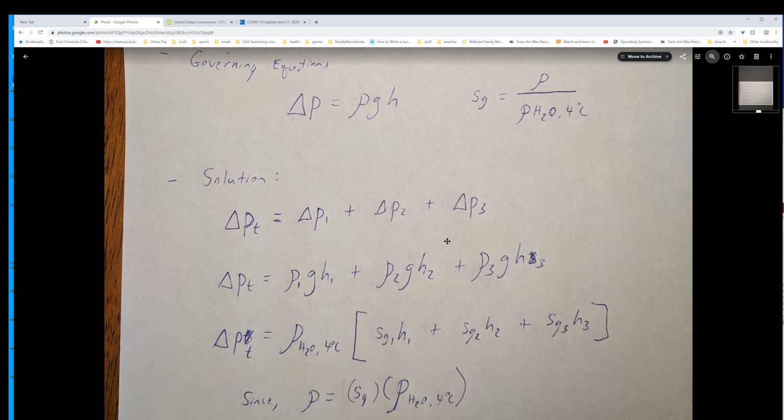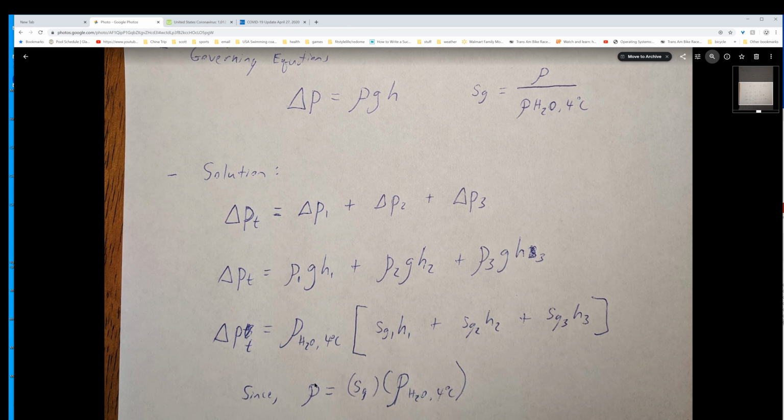Then I rewrote it, using the idea that the density is equal to specific gravity times the density of water. The reason I did that, of course, is because they didn't give us the density of each of the liquids directly. They gave it in terms of a specific gravity, with relation to water.